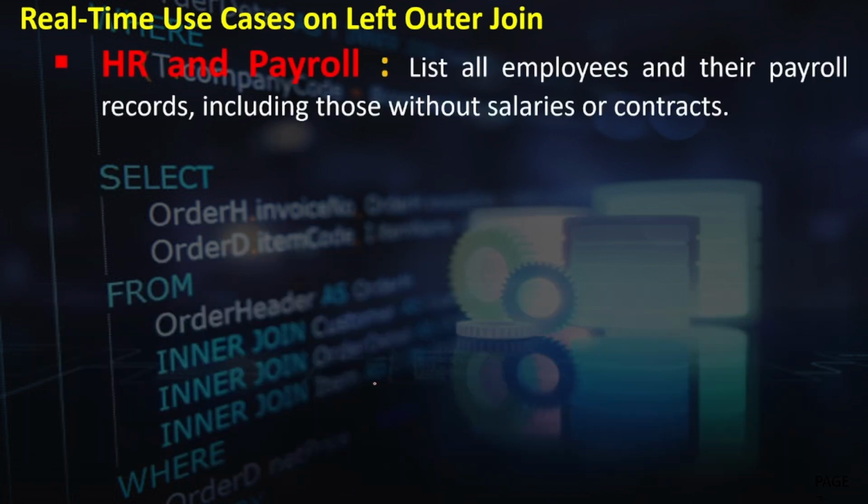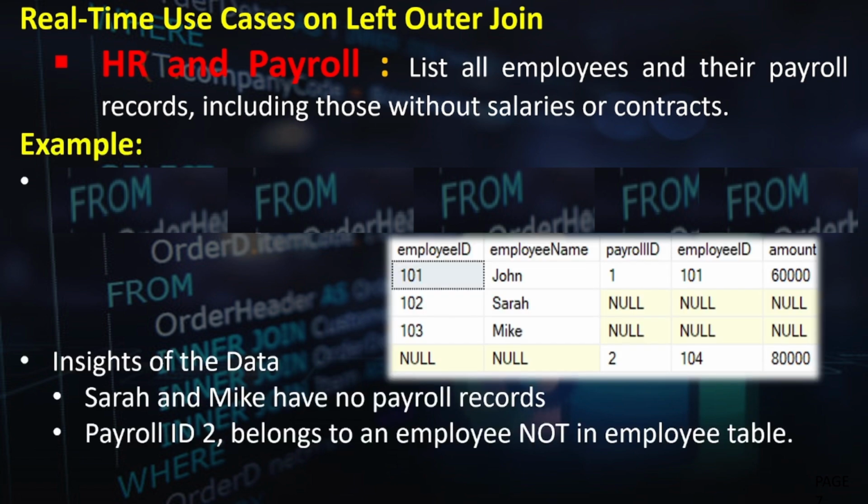Okay, going to the next, we have an HR and payroll system. We have to list all the employees and their payroll records, including those without salaries or contracts. So we have the employee name, payroll ID, an amount, a salary. You see that Sarah and Mike are two employees who have no payroll record. And there is one payroll, that is 2, which has no employee associated.